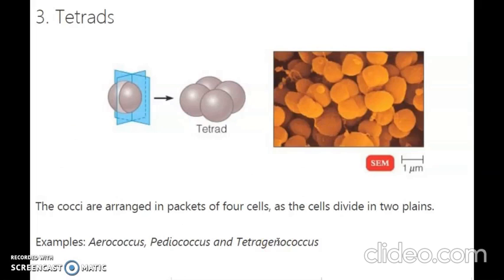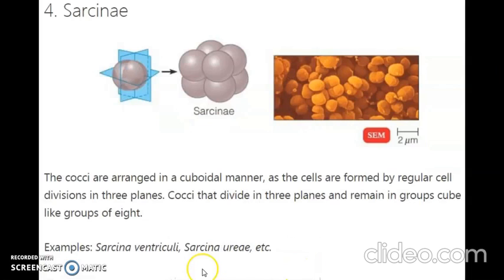The examples include Aerococcus, Pediococcus, Tetragenococcus. In Sarcinae, the cocci are arranged in a cuboidal manner as the cells are formed by regular cell division in 3 planes. Cocci that divide in 3 planes remain in cube-like groups of 8. The examples include Sarcina ventriculi and Sarcina ureae.